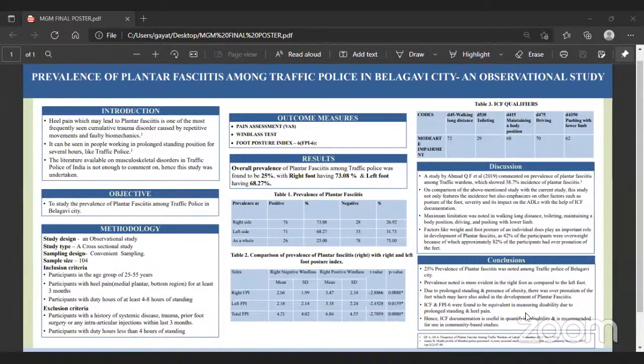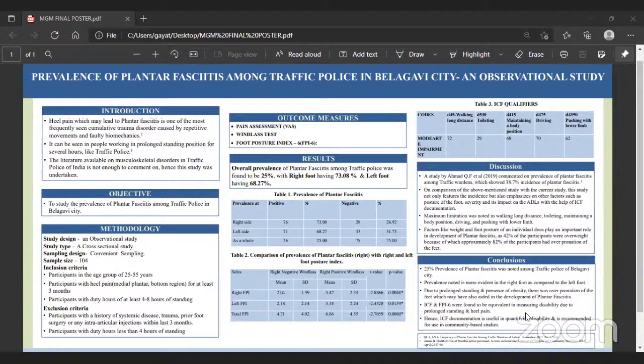The maximum limitation was noted in walking long distance, toileting, maintaining a body position, driving, and pushing with lower limb. So we can say that factors like weight and foot posture of an individual do play an important role in development of plantar fasciitis. As 42% of the participants were overweight, approximately 82% of the participants had overpronation of the feet.